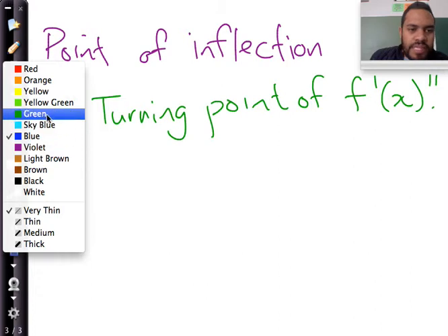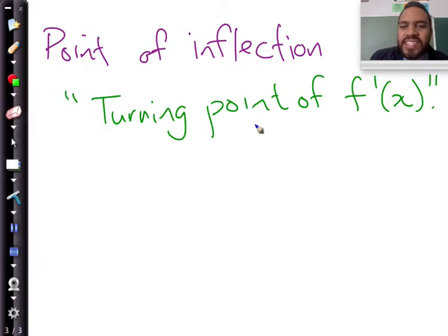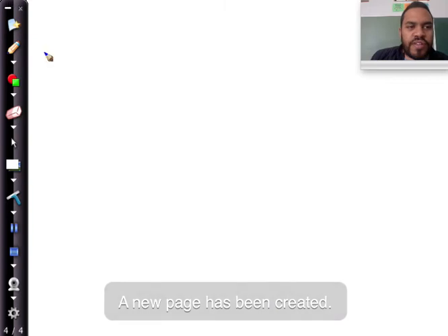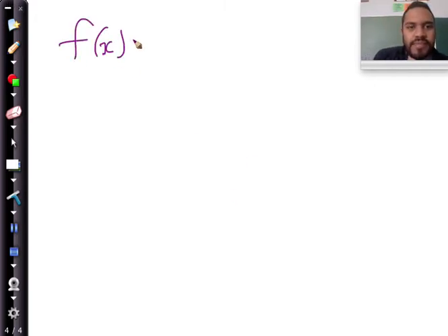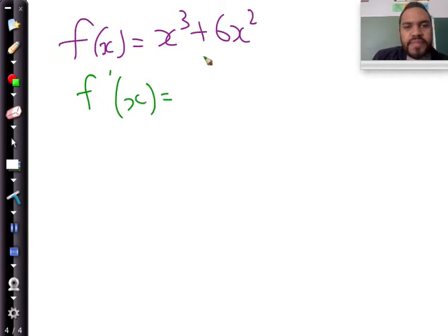And then, ladies and gentlemen, in this case, I'm saying it's the turning point of f prime of x. So let's do those 5 functions that we had. So the first function we had there was x cubed plus 6x squared. So this is f of x. Is what? X cubed plus 6x squared. Now we have to find the derivative. Can you help me out with the derivative, please? What's the derivative going to be?